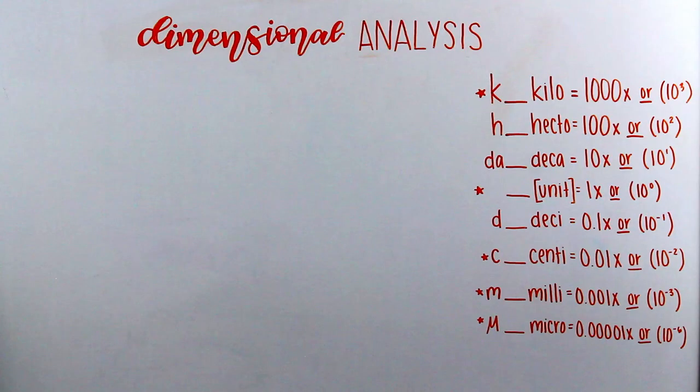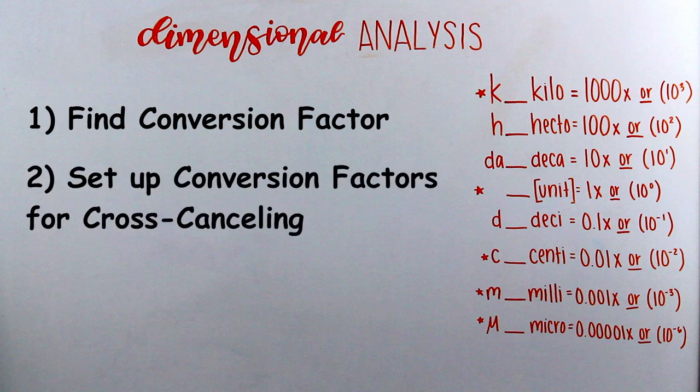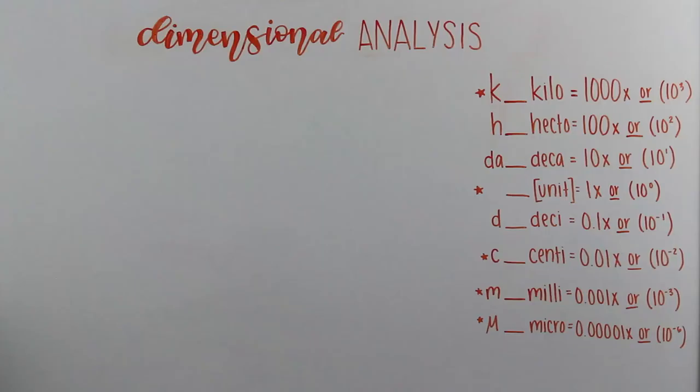Dimensional analysis is an essential skill that students need for science and math. We use it when we have to convert between different units. There are three main steps to doing dimensional analysis. First, we need to know all the conversion factors necessary for the problem. Second, we set up the conversion factors so we cross-cancel the undesired units and result with the unit we want. Finally, we multiply the values at the top and divide the values at the bottom to reach our final result.